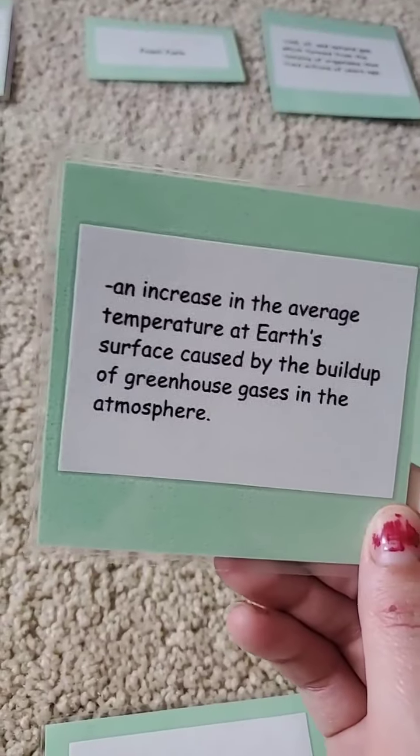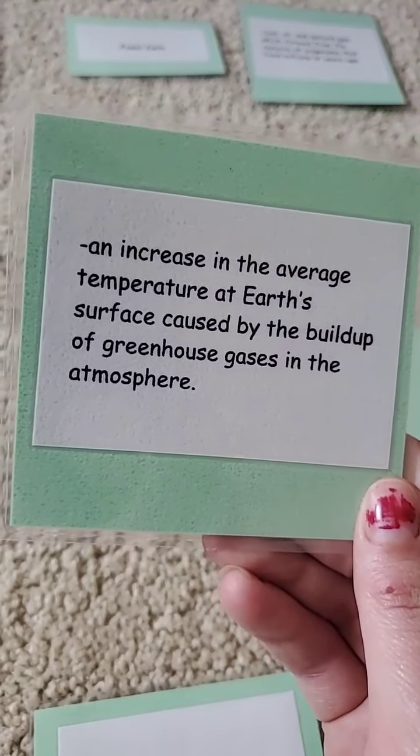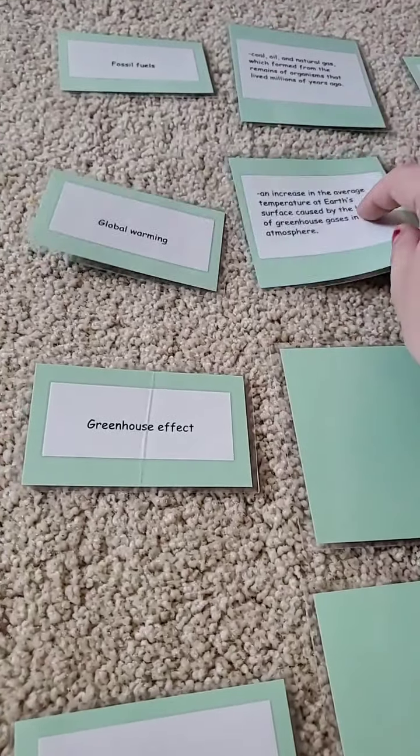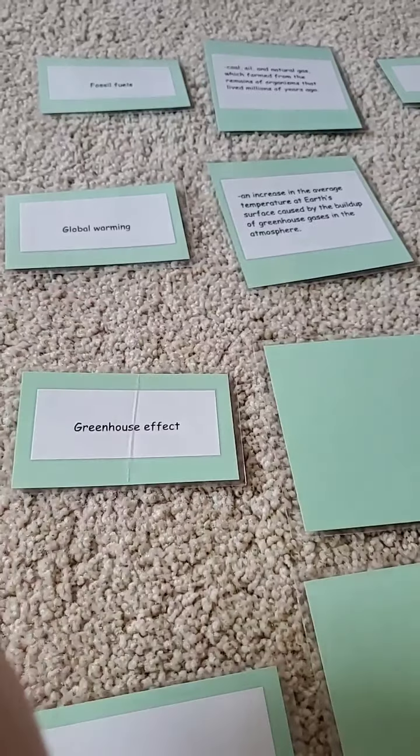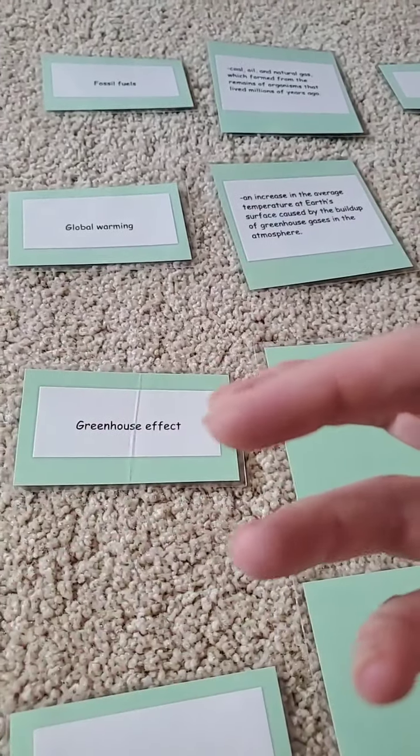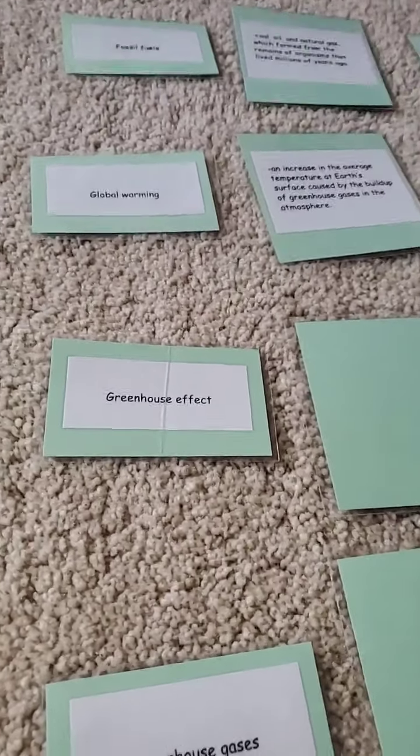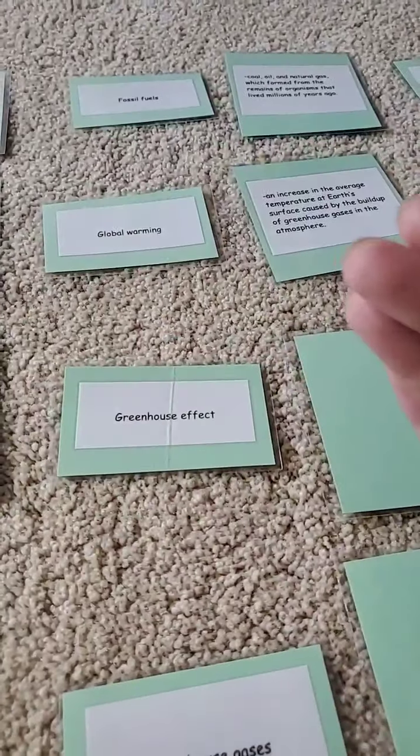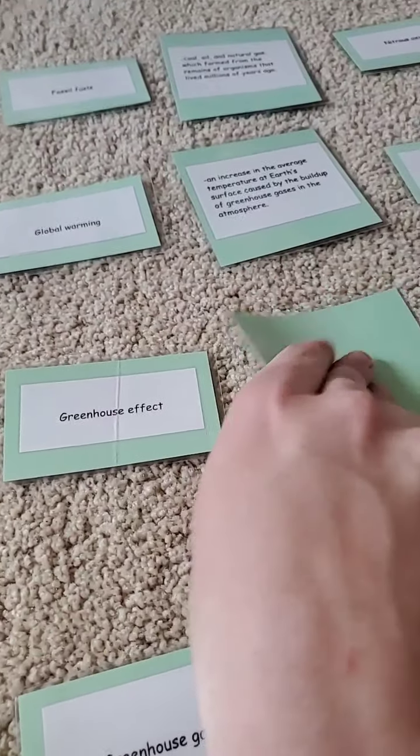Global warming: an increase in average temperatures at Earth's surface caused by the buildup of greenhouse gases in the atmosphere. And so remember, greenhouse gases are good and we need those to have an atmosphere to be able to breathe and to be able to have what we have here. But if you ever have too much of a good thing, it never turns out good. Not enough or too much is still no good.